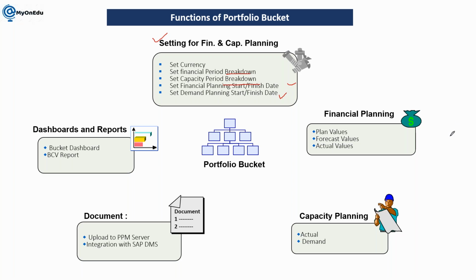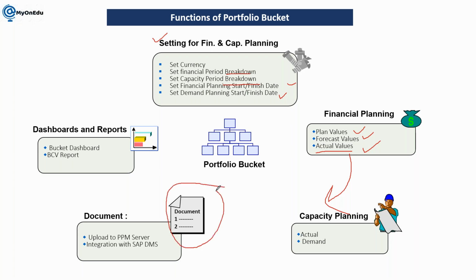Here we can plan the values, we can forecast the values, and we can get the actual values from the integrated system at bucket level. Whatever items you use as a project, once integrated with the project system, your actual values will flow from the project system back to your PPM system, so you will start to see the actual values. Similarly for capacity planning and resources, the demands you have versus the actuals you consume.